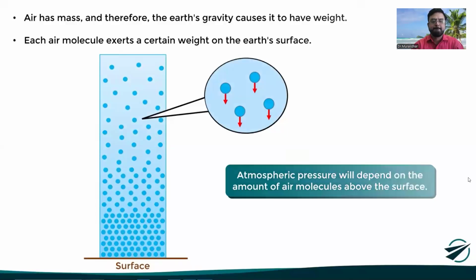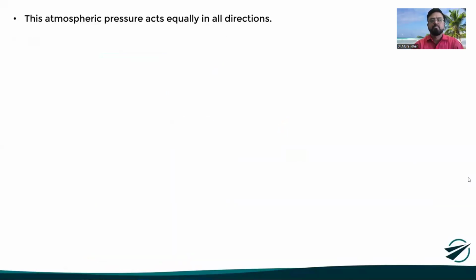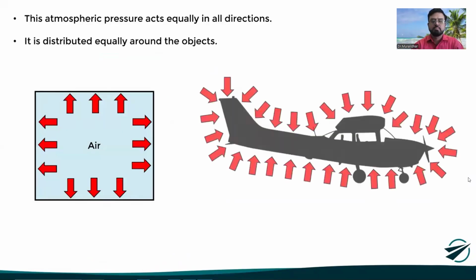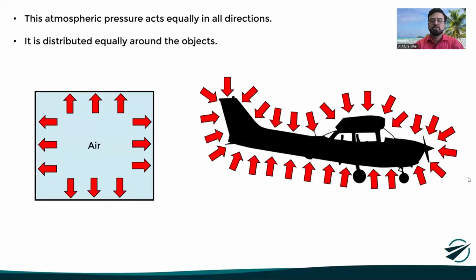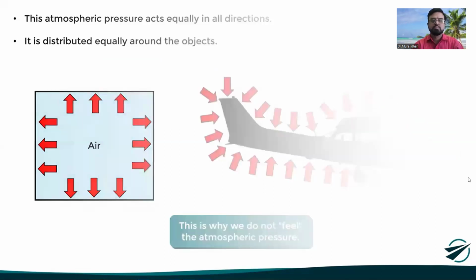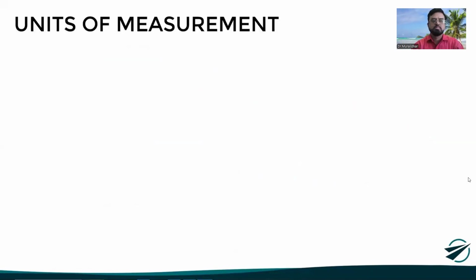Well, the thing is that, as with all fluids, this atmospheric pressure acts equally in all directions. This means that it is distributed equally around all the objects inside the atmosphere, and this is the reason why we don't feel the atmospheric pressure. So, having understood the concept of atmospheric pressure, let's look at the units of measurement used for it.